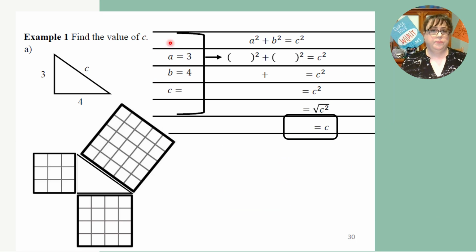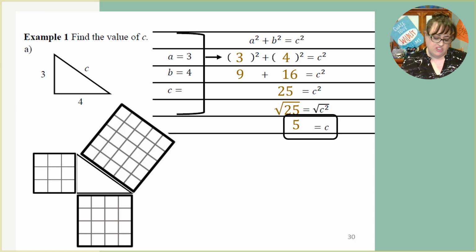So algebraically, a is 3, so let's substitute that in. B is 4, so we're going to substitute that one in. And now 3 squared and 4 squared, well, 3 squared is 9 and 4 squared is 16, and 9 plus 16 is 25. So how do we undo a square? With a square root. So we're going to square root both sides, and the square root of 25 is 5. So we now know that the length of C is 5, but we already knew that because of the work we did with just the picture.